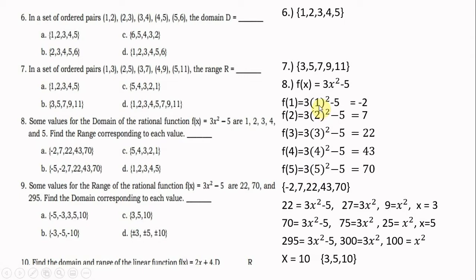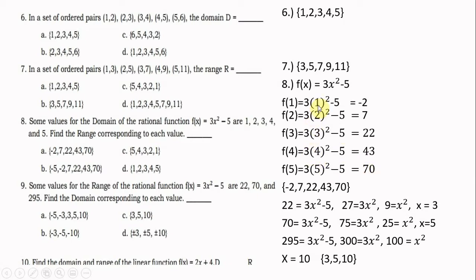So when our x is 1, our f of 1 or y is negative 2. When our x is 2, our y is 7. When it is 3, that's 22. When it is 4, that's 43. And when it is 5, that's 70.